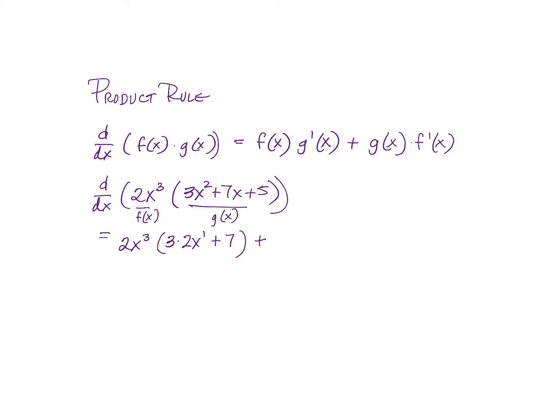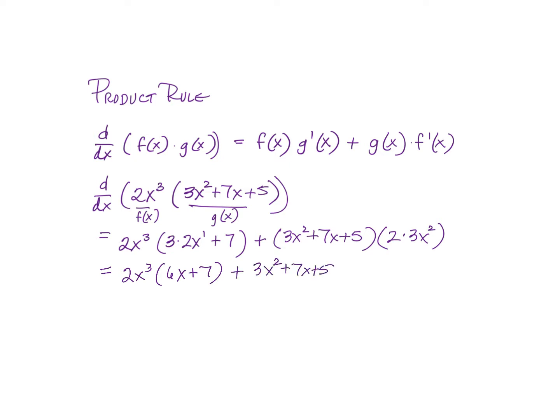Plus g of x, which is 3x squared plus 7x plus 5. And notice I put parentheses around that so that I don't forget to distribute if I need to multiply this out, times the derivative of f of x. And the derivative of f of x is just 2 times 3x squared. And let's go ahead and continue to simplify. We have 2x cubed times 6x plus 7 plus 3x squared plus 7x plus 5 times 6x squared.